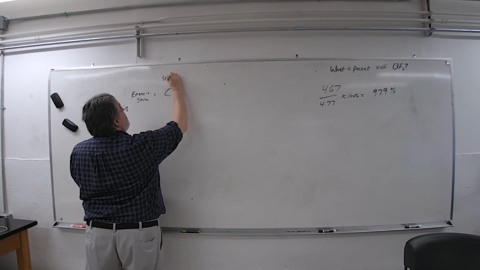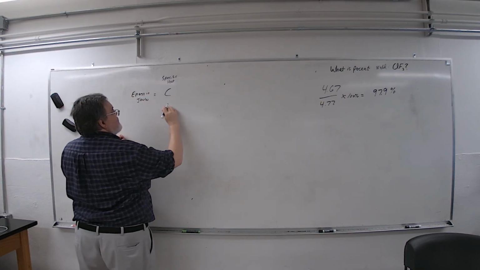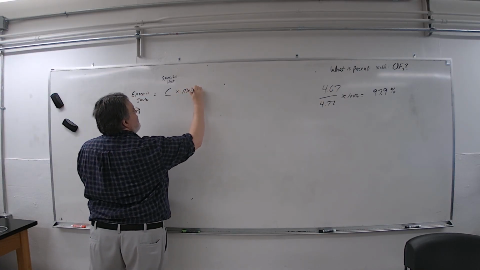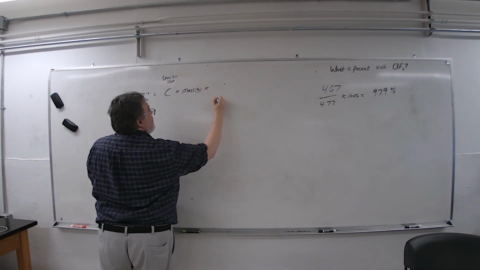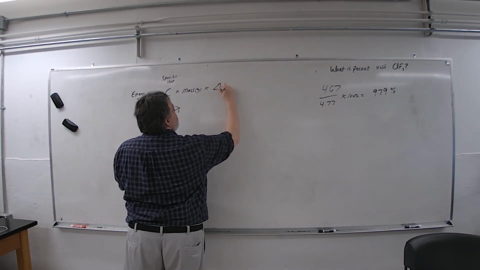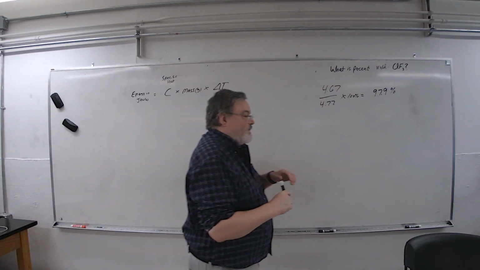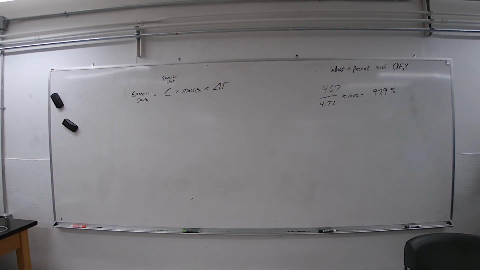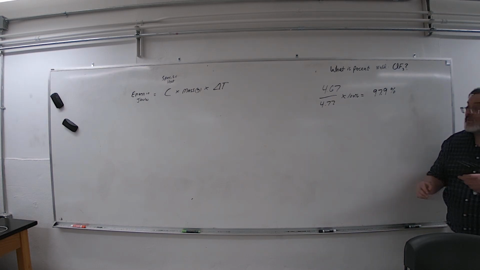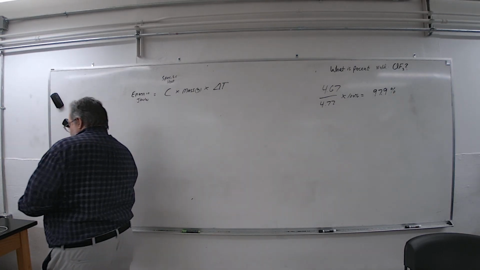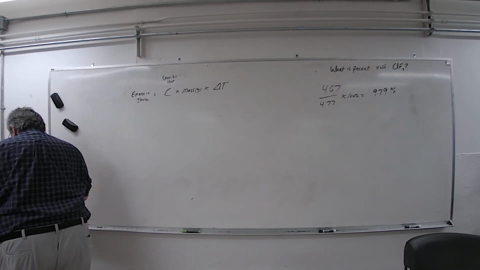Specific heat, specific to whatever substance we're talking about. Mass in grams times delta T. That's the formula. So that's the formula you want to use. This says, how much heat does it take?